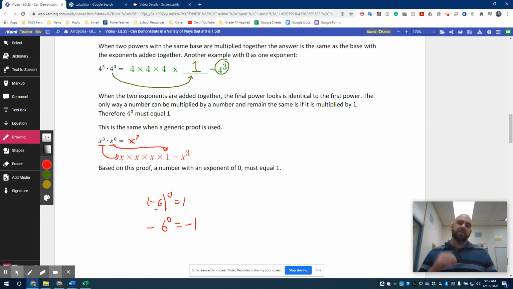Your assignment today is going to be showing it with proofs. Showing it with proofs is going to be part of your assignment.